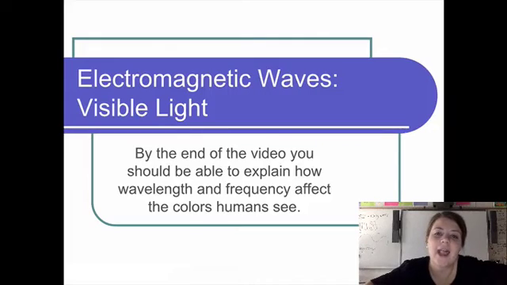In this video, we're looking at electromagnetic waves still, but this time we're going to look at a specific part of that, and that is visible light. So by the end of this video, you should be able to explain how wavelength and frequency affect the colors that humans see, as well as describe how light behaves with some mediums.